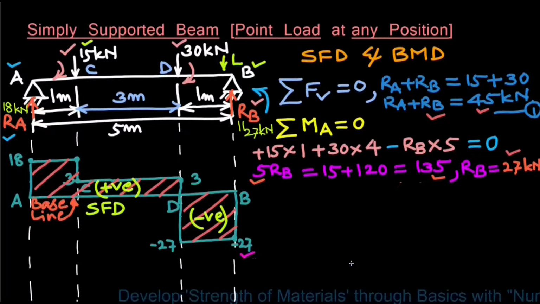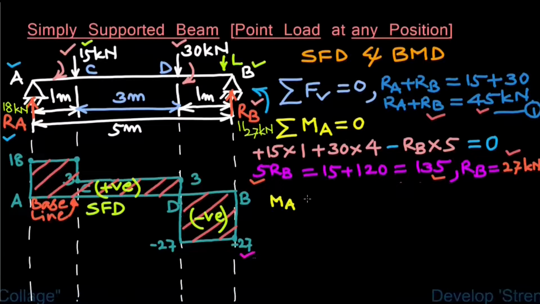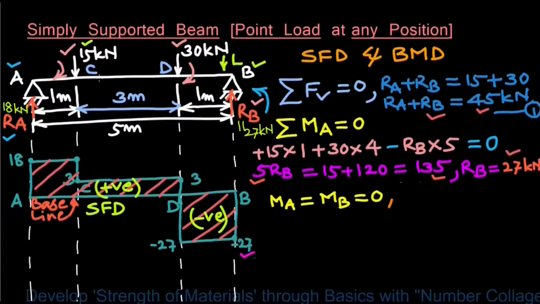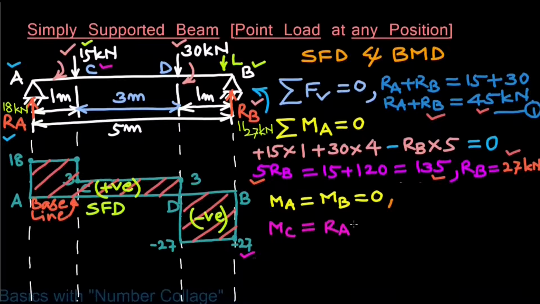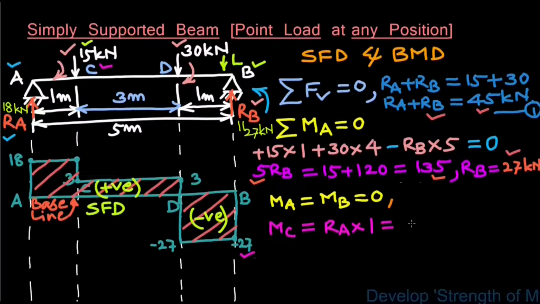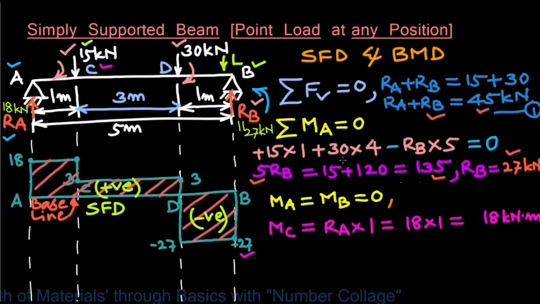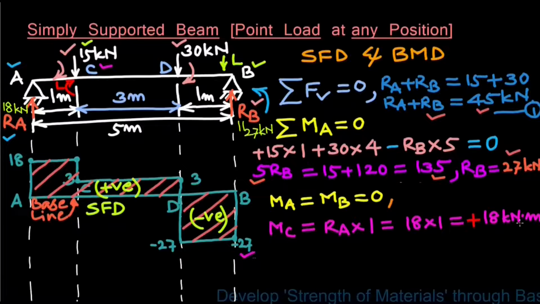Now next we will calculate the bending moments. Bending moments at the end supports will be 0. So therefore MA equals MB equals 0. Bending moment at point C will be MC equals RA multiplied by its distance from point C, which is 1 meter. So it will be 18 multiplied by 1. So that will be 18 kilonewton meter. Now there is clockwise moment to the left of point C, so this will be plus 18 kilonewton meter.